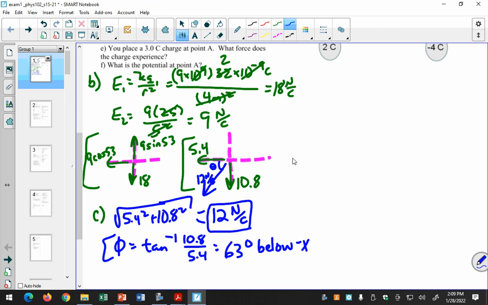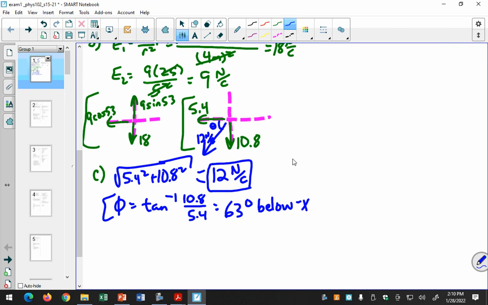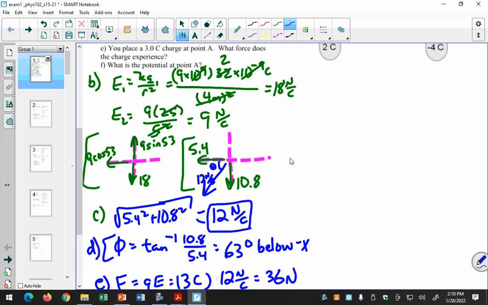Now at part E, if I place a 3 Coulomb charge at point A, what force does it experience? So this was D, this is E. F is equal to Q times the electric field. 3 coulombs times 12 newtons per coulomb. That's 36 newtons. So that's how I find that force.